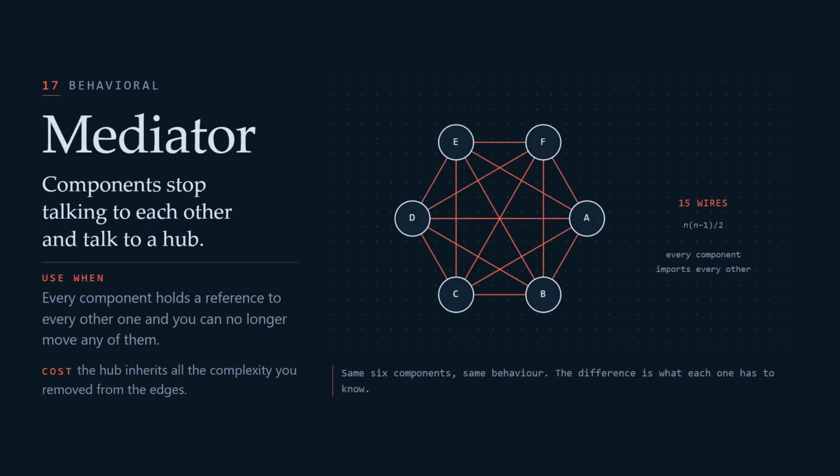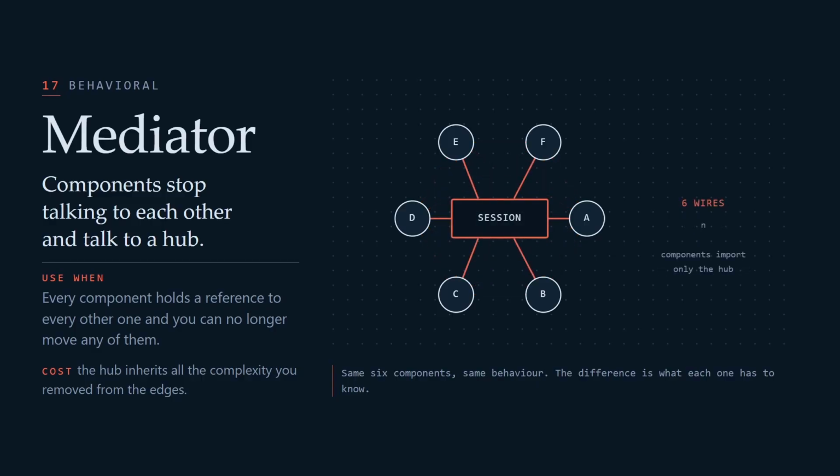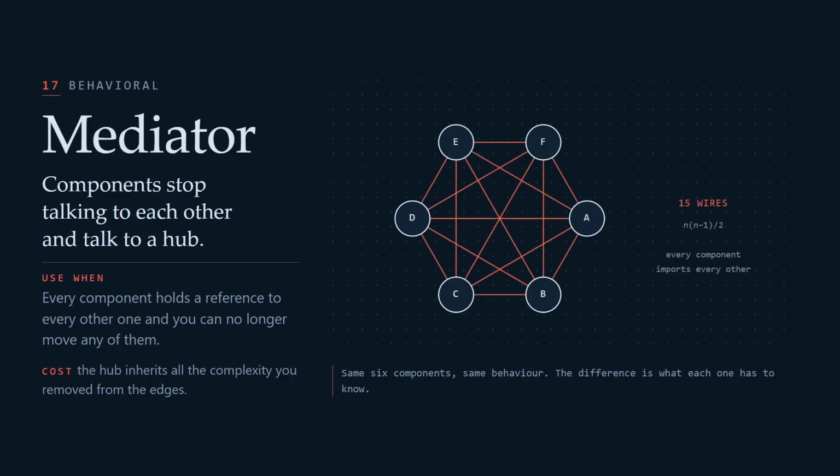6 components, 15 wires, everyone importing every other. Route it all through a hub, and it's 6. The complexity doesn't vanish. You moved it into the hub deliberately, where you can actually see it.